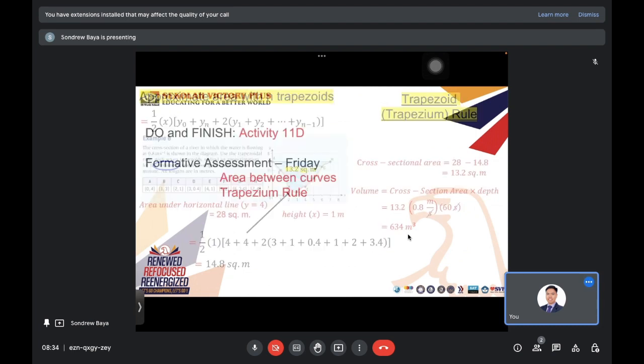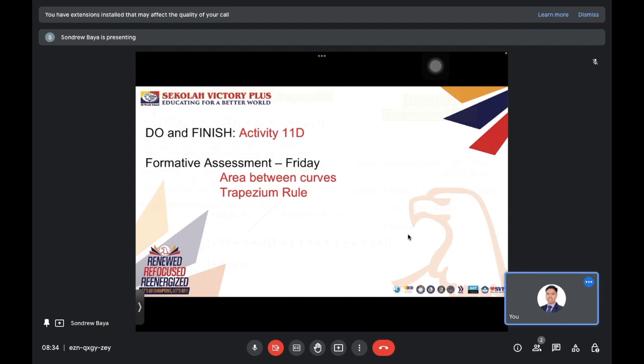This time, please do unfinished activity 11D. I'll be checking it today. And also reminders, formative assessment on Friday, which will be area between curves, trapezium rule, and I will also include some integrals. So I'll be asking you to find the integral of a certain function. Thank you so much, and you may now proceed.